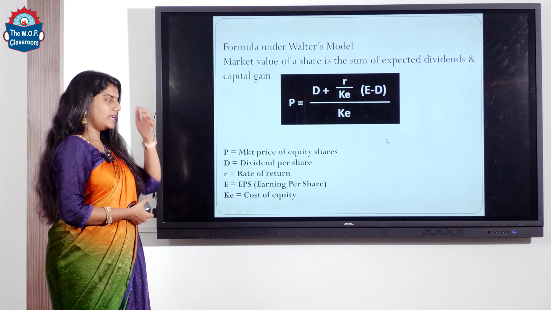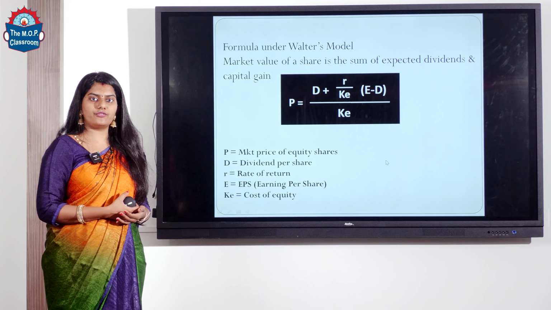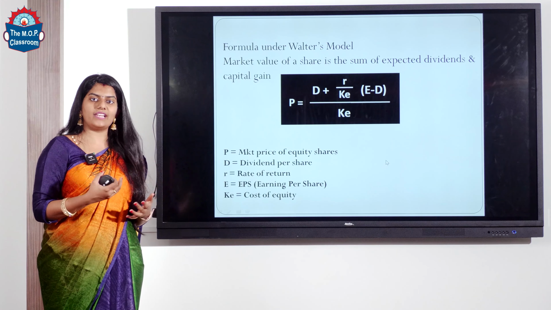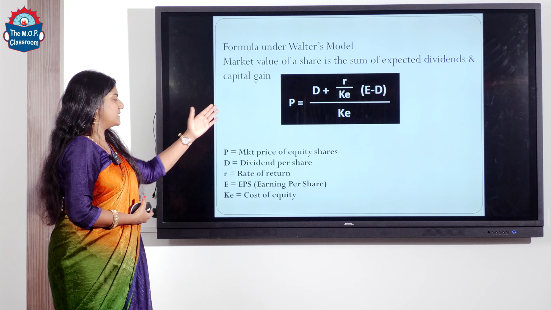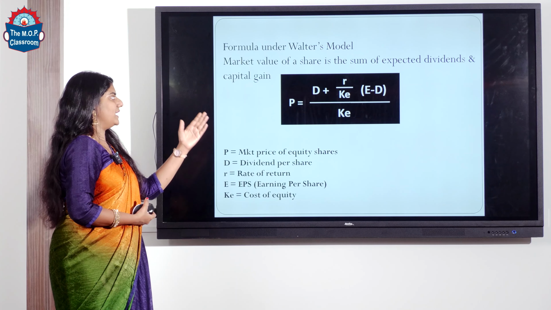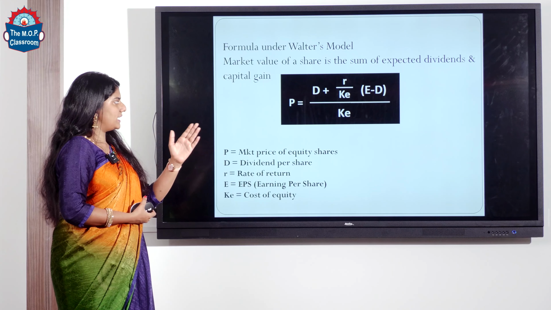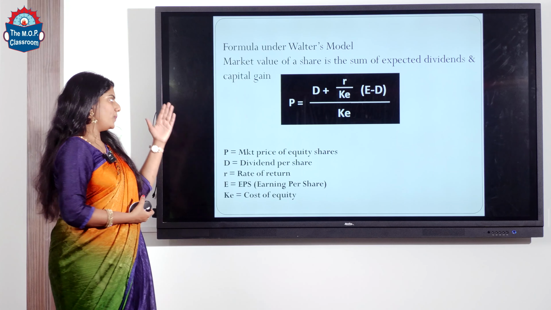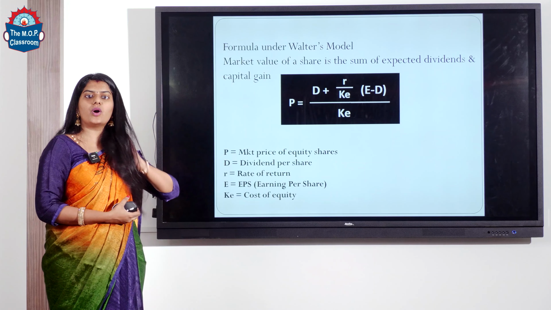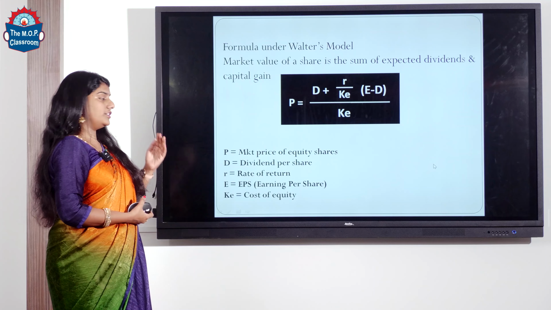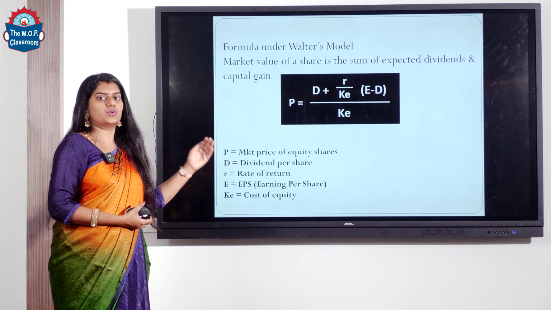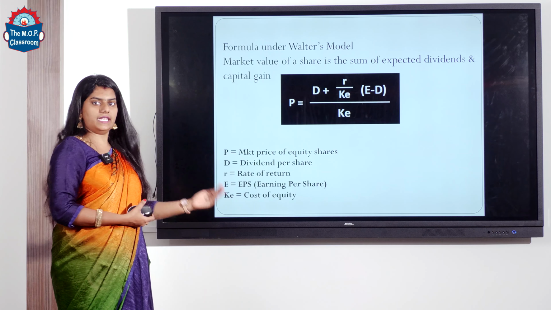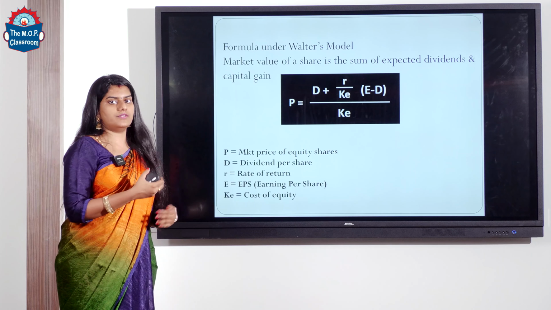Now, this is the formula using which we will have to find the price or the value of share under Walter's model. So, the formula goes like this: P is equal to D plus R by KE into E minus D, divided by KE. So, P refers to the market price, which is what we are going to find. D refers to the dividend per share. R refers to the rate. E refers to the EPS, which is earnings per share, and KE, cost of equity or cost of capital.